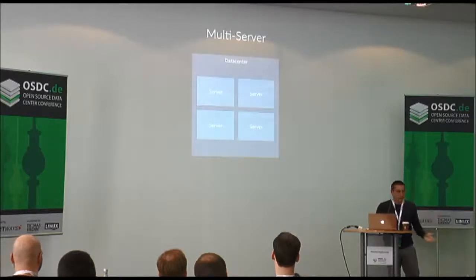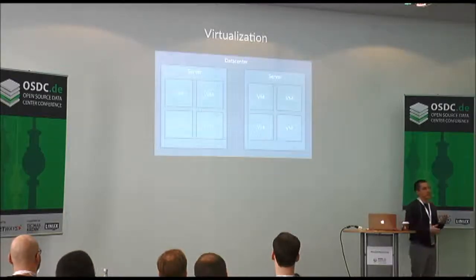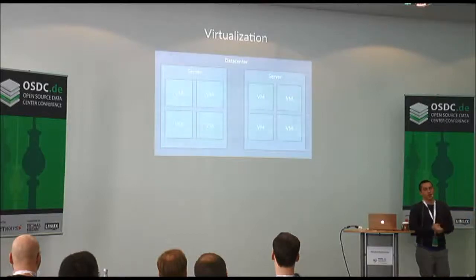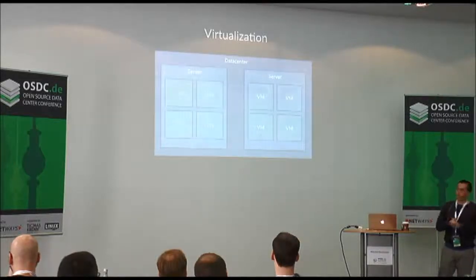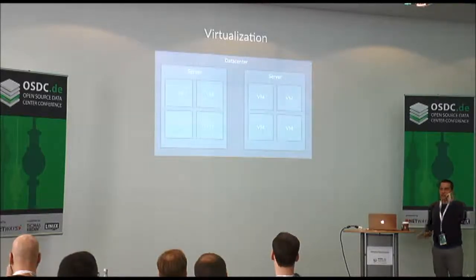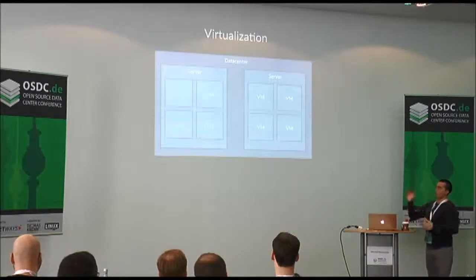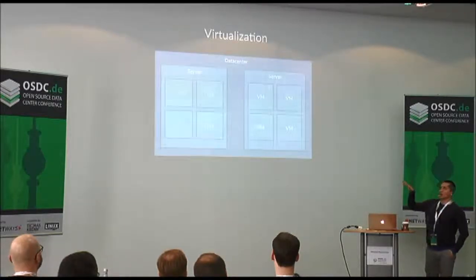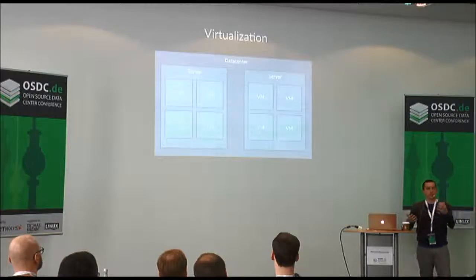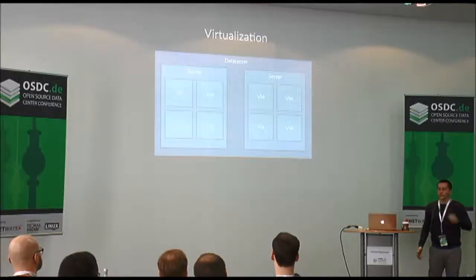But as we keep moving on, we get more and more complexity. At some point along the way, we got virtualization. Hopefully all of us are at this stage. But virtualization confused things even more because we have VMs. VMs are on servers. VMs network a little bit differently.